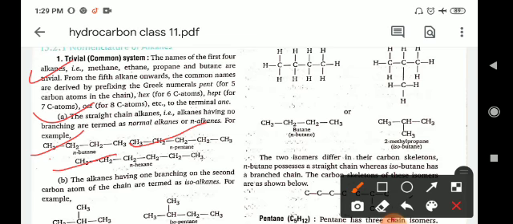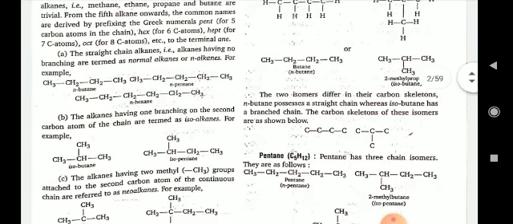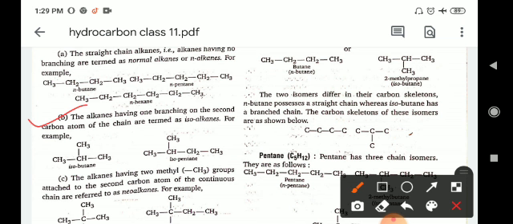Alkanes having one branching on the second carbon atom of the chain are termed isoalkanes. For example, like this, one carbon attached to the second carbon, known as the iso condition. Another example of iso: isobutane, because there are 4 carbon atoms, and isopentane, because there are 5 carbon atoms.